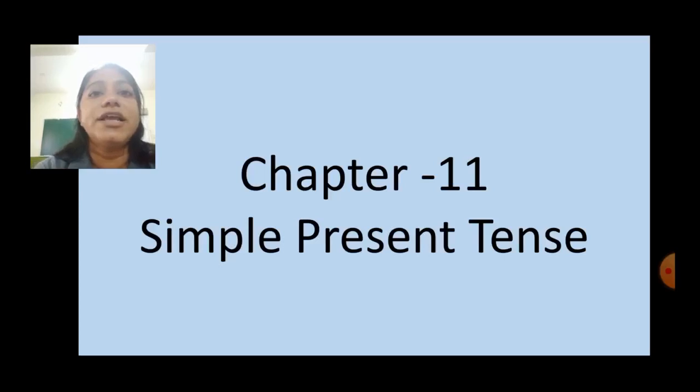Today we will study chapter number 11, Simple Present Tense. Now, can anyone tell me what is tense? Yes, tense tells about an action and when the action takes place. Today we will learn about simple present tense. Simple present tense tells us about an action that takes place now or happens regularly.